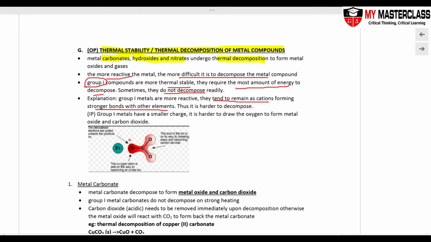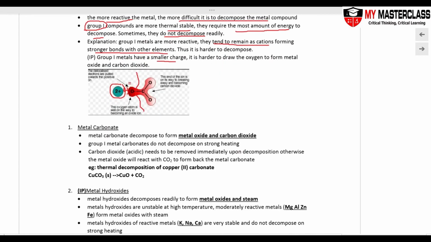And good to know as well, group 1 has a smaller charge compared to my group 2 metals, right? So if I'm trying to decompose a metal carbonate, the carbonate breaks down into carbon dioxide. Effectively, I'm breaking this bond. So if I have a 2+ attraction to the O, it is much stronger than the 1+. So with 1+, it is harder to attract, harder to break. 2+ is a stronger attraction, easier to decompose.